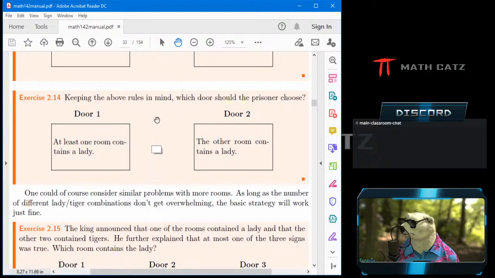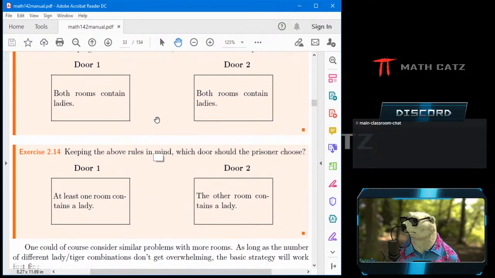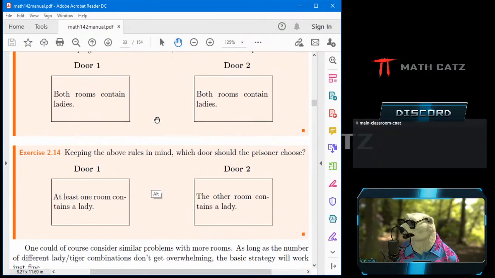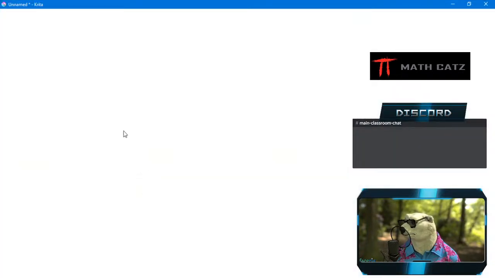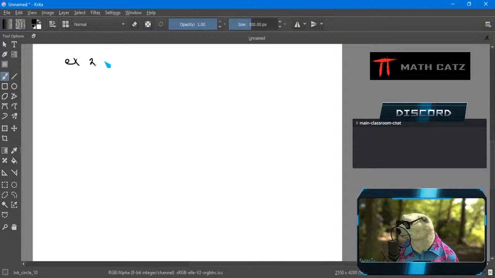Can we get to 214? There we go. I'll just put it like this. 214 is our next one.